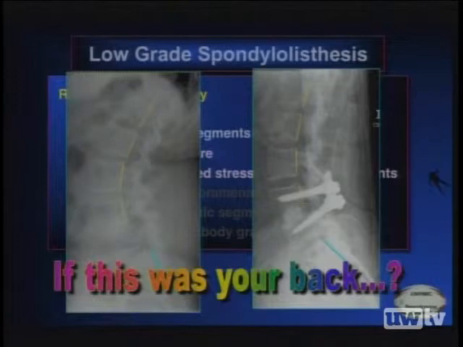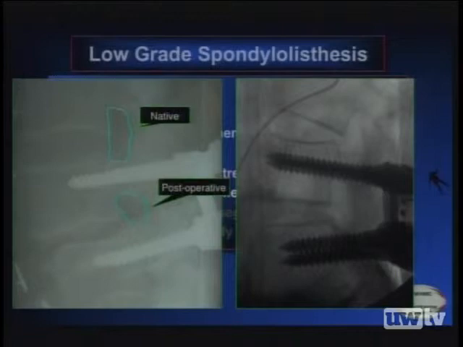Also, opening the neural foraminae. In the non-reduced situation, you can get them solid, but post-operatively, the neural foraminae often remain compressed. After reduction, the neural foraminae tend to be larger. Now, not all these patients are going to get better.